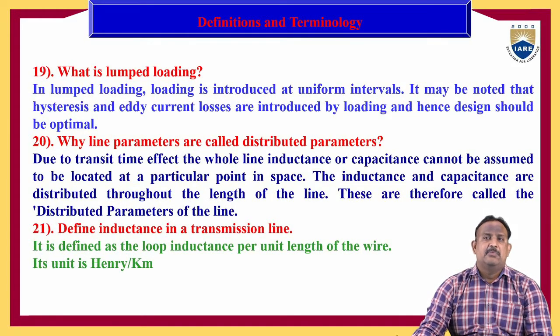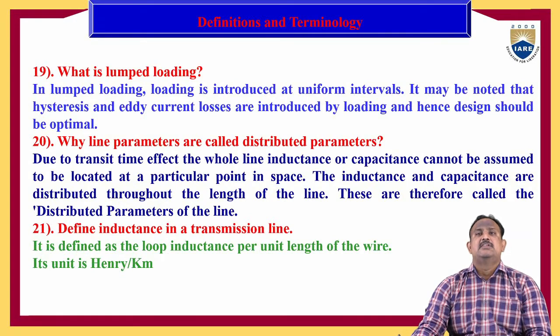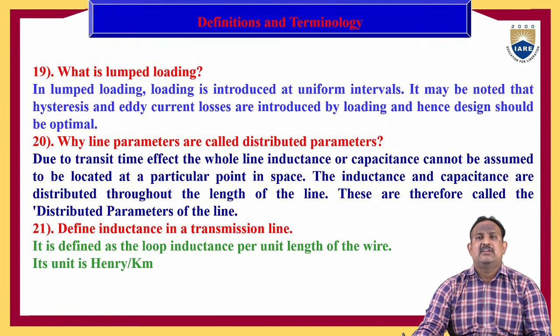Line parameters are called distributed parameters. Due to the transit time effect, the whole line inductance or capacitance cannot be assumed to be located at a particular point in free space. Here the inductance and capacitances are distributed throughout the transmission line. These are therefore called the distributed parameters of a transmission line.